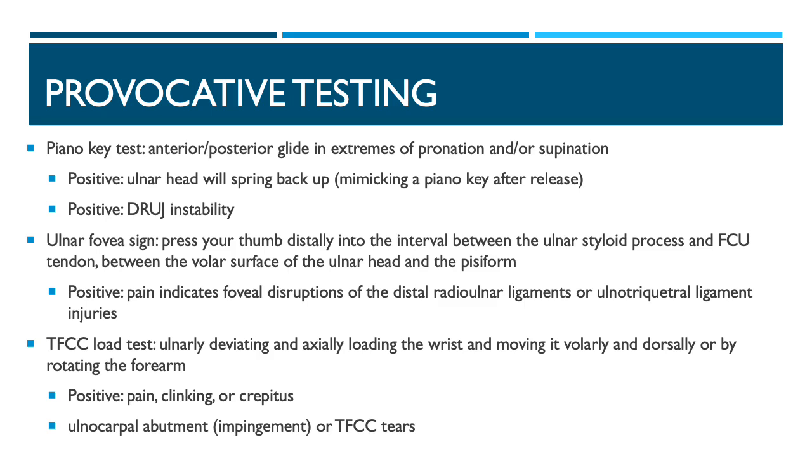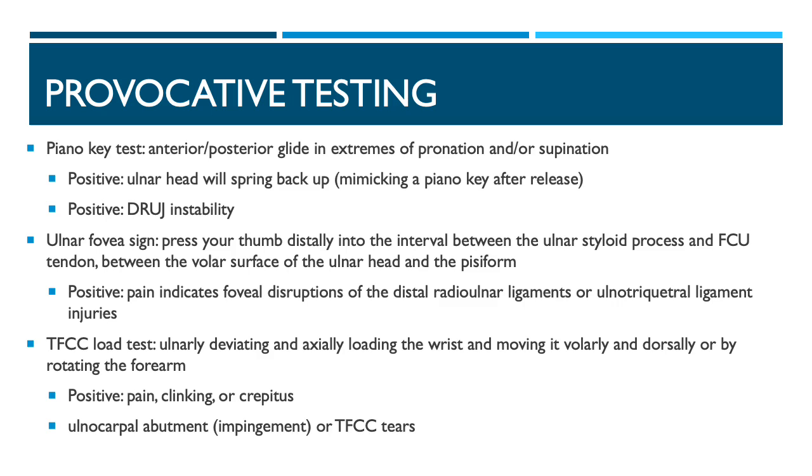The ulnar fovea sign is when you press your thumb distally into the interval between the ulnar styloid process and the FCU tendon, between the volar surface of the ulnar head and the pisiform. Pain here can indicate a fovea disruption of the distal radial ulnar ligaments or the ulnar triquetral ligament.